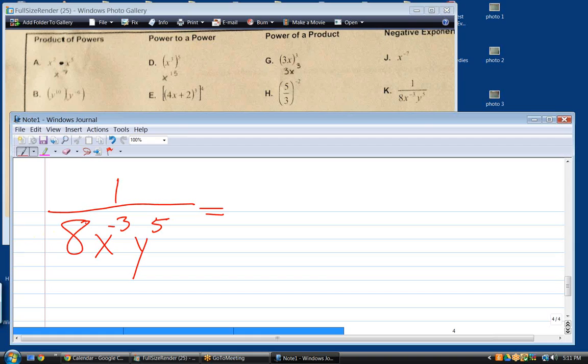8? No, it doesn't have a negative exponent. So that would be the x. The 8 stays down there, but the x to the third, see, the x is to the minus third, but it's in the denominator. I want to make it a positive, so I move it to the numerator. That's all there is to it. And then the y to the fifth is already a positive exponent, so there's the answer. It's very simple, actually.